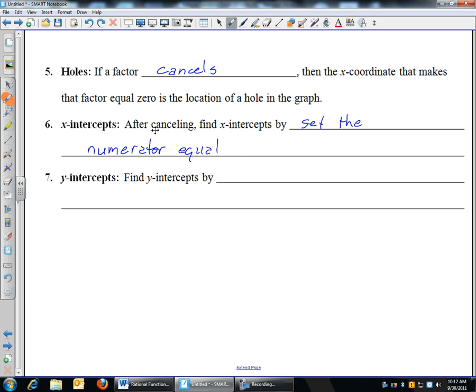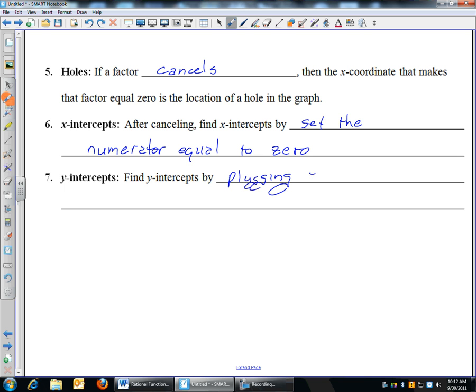And that's after you cancel. So after you cancel, find the x-intercepts by setting the numerator equal to 0. Find the y-intercepts, and this is the same as always. Plug 0 in for x.